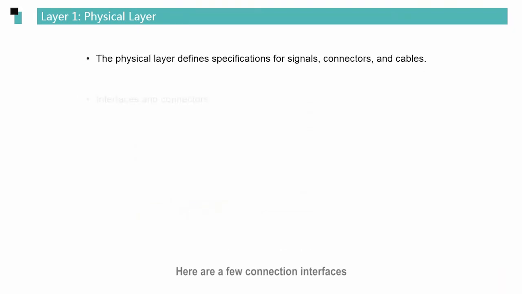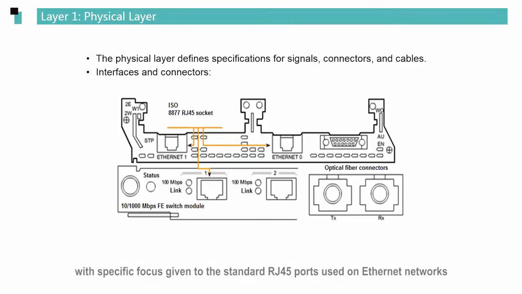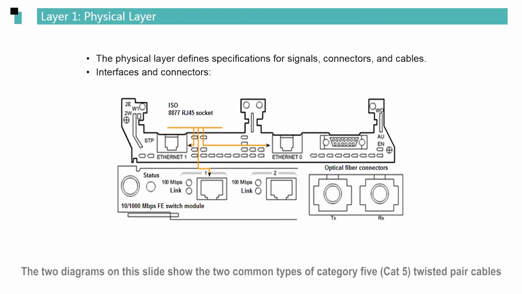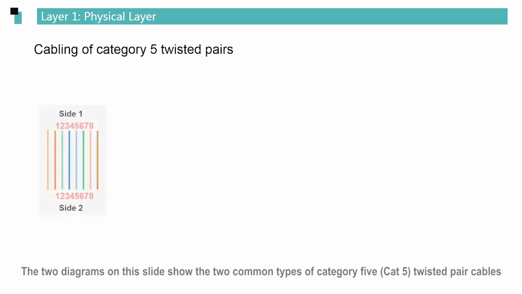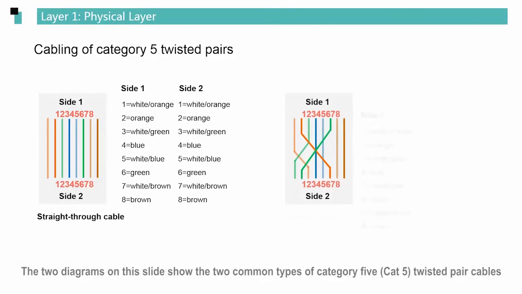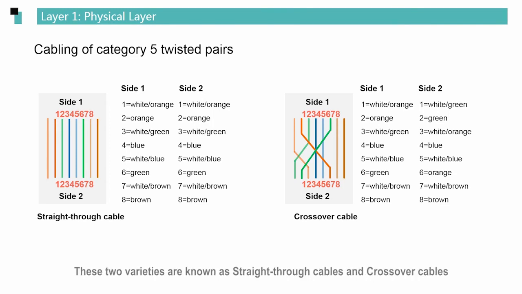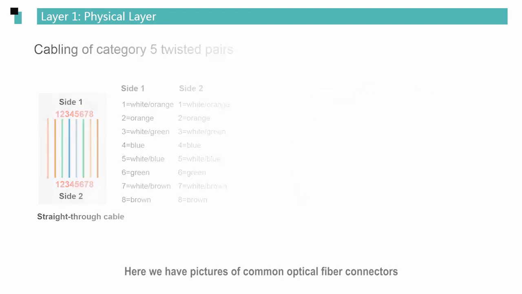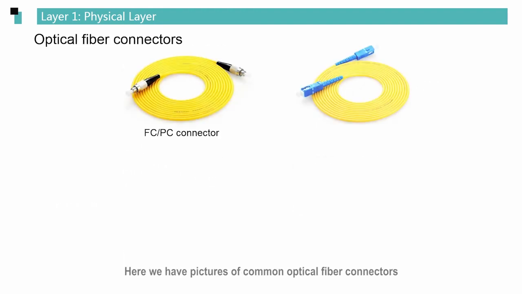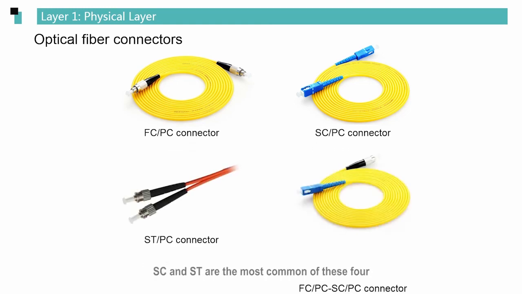Here are a few connection interfaces, with specific focus given to the standard RJ45 ports used on Ethernet networks. The 2 diagrams on this slide show the 2 common types of Category 5, Cat5, twisted pair cables. These 2 varieties are known as straight-through cables and crossover cables. Here we have pictures of common optical fiber connectors. SC and ST are the most common of these 4.